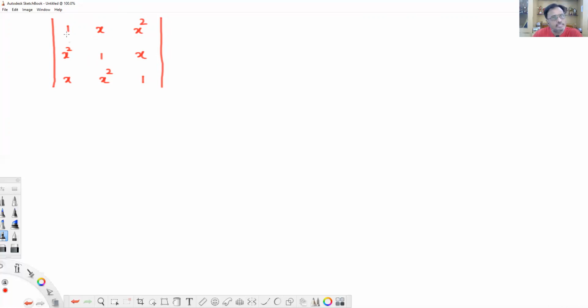From any direction you can check it, like C1 plus C2 plus C3, or R1 plus R2 plus R3. So this proves the answer he has given. Look at this: the answer is given as (1 minus x cube) whole square. This question is from June 2019, asked for 4 marks.